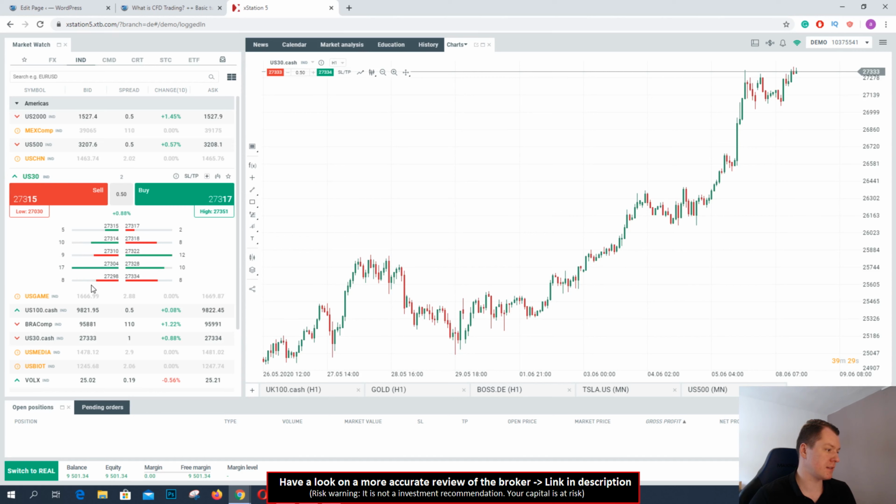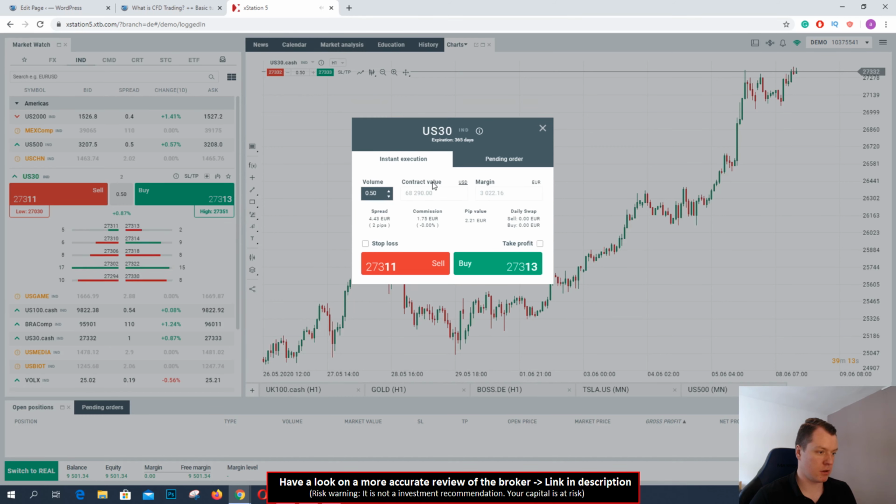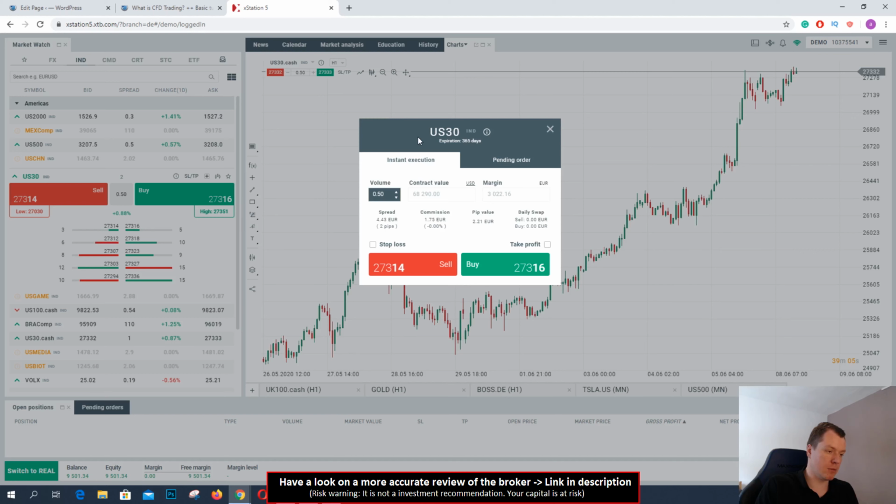And if I open here, I see the liquidity of the broker, how many contracts are available here. I can directly buy and sell the CFD here and earn money. But I want to show you the open ticket order here, because there are very important details for you to know. It's very important to know about these types of trading costs: spreads, commissions, pip value, daily swap, and so on. What is it? I will show you that in a second.